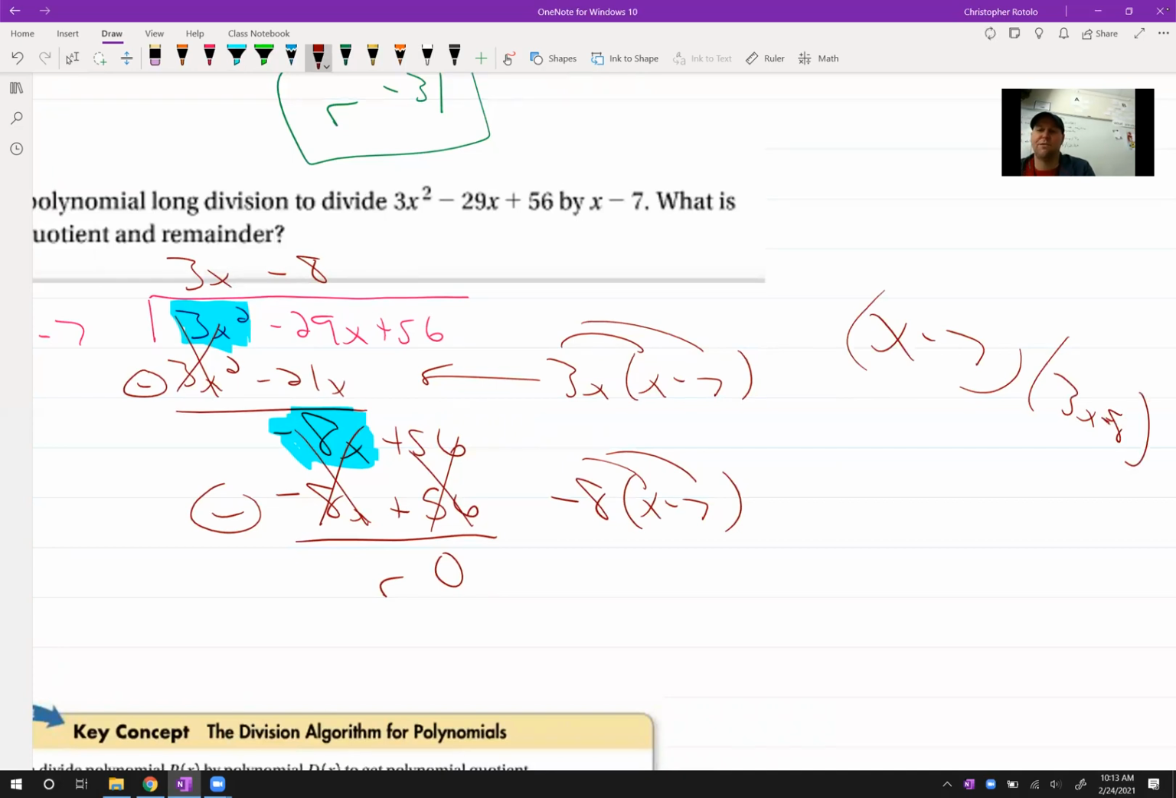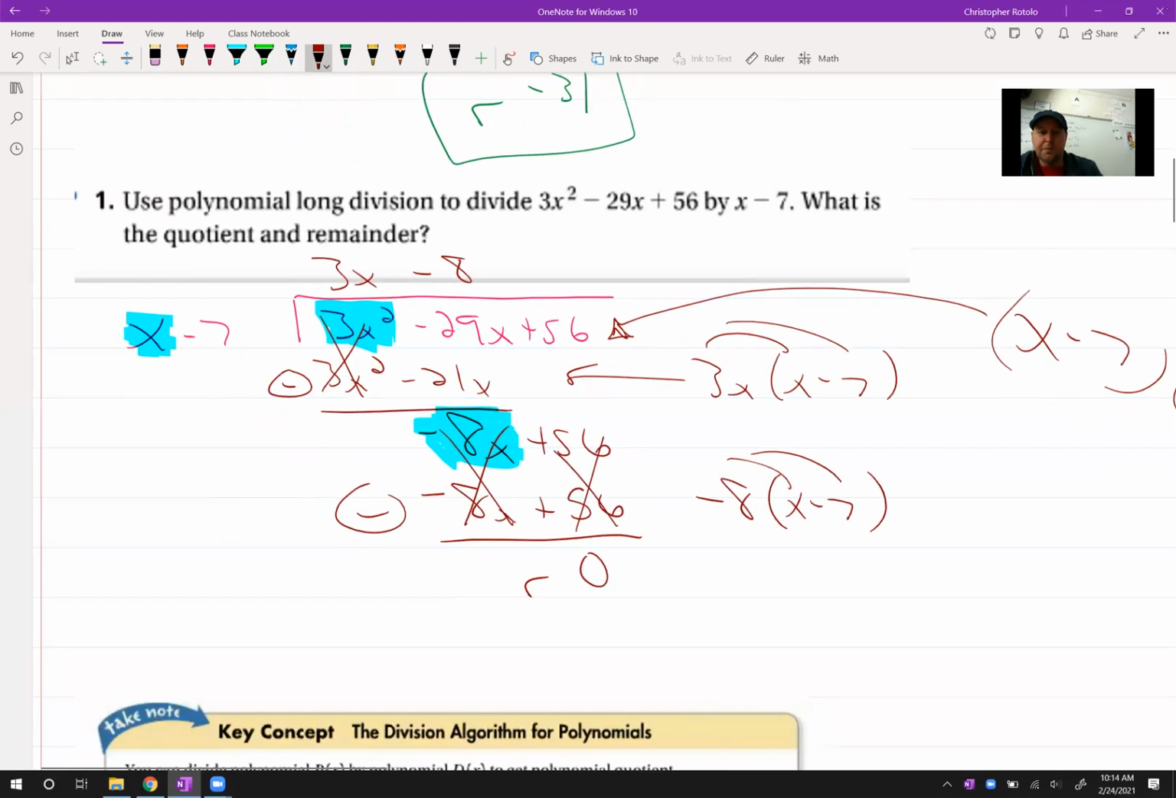If I said, hey guys, let's FOIL this together, what do you think you're going to get? Take a wild guess. 3x squared minus 29x plus 56. You betcha. Okay, so we have a way to check these by dealing with the result.